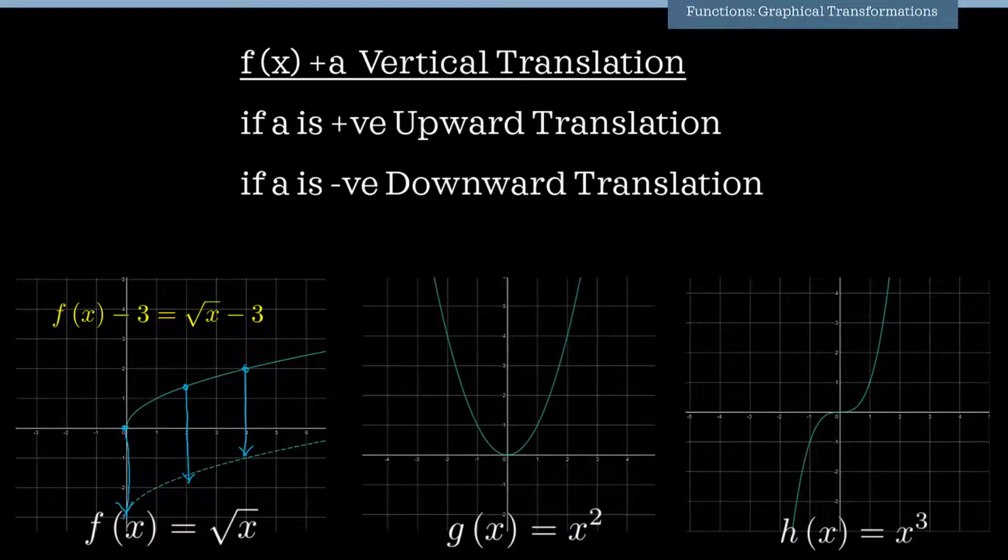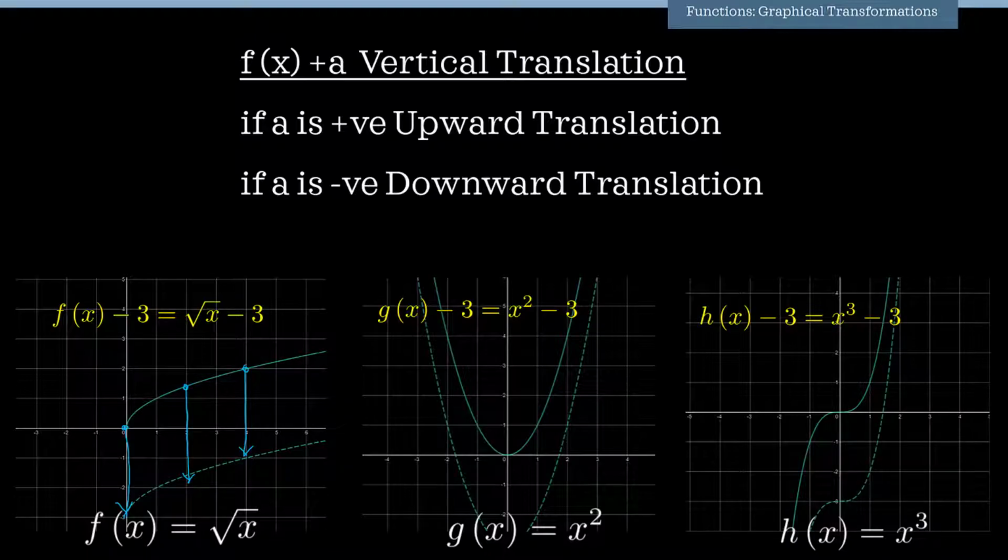Similarly, in the graph of g of x, all points are also going to move 3 units downwards. So the graph is going to look like this. And in the function h of x, after this transformation, my graph is going to look like this. So this was the first transformation, vertical translation.